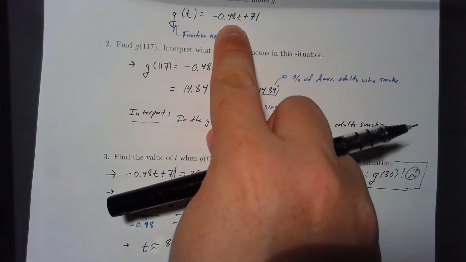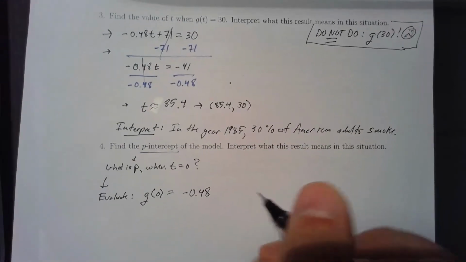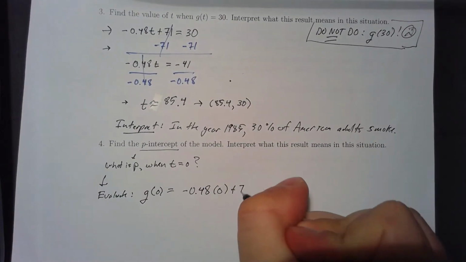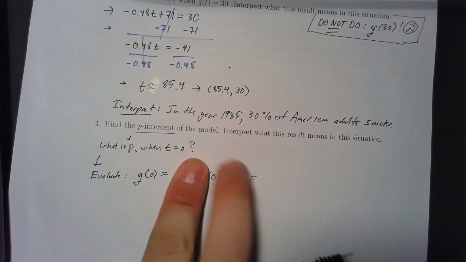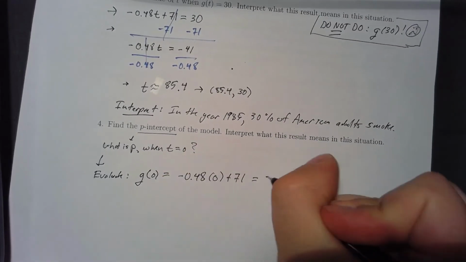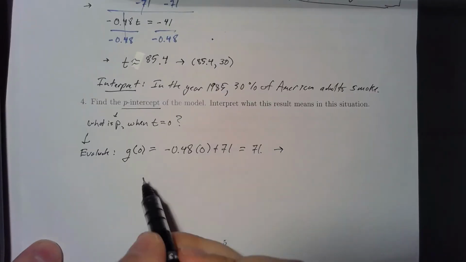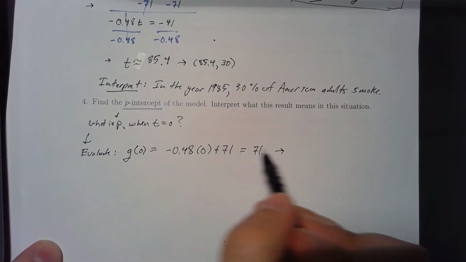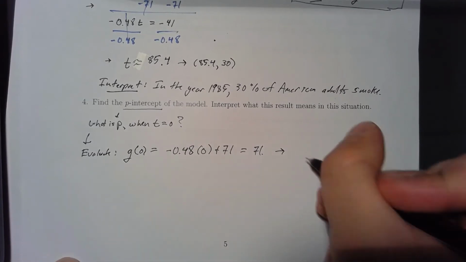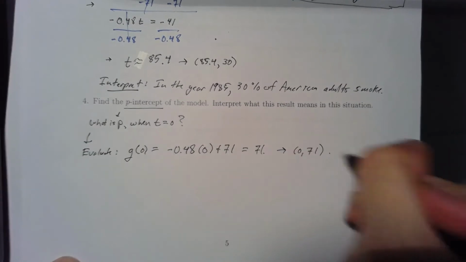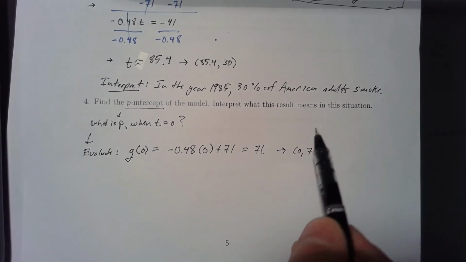So when I plug in 0 to my function, I'm going to get negative 0.48 times 0 plus 71. Well, 0 times this, that goes away. So I'm just left with 71. So my ordered pair here is, well, it's the intercept, 0, comma, 71. That's the p-intercept. That's where it crosses the dependent axis.